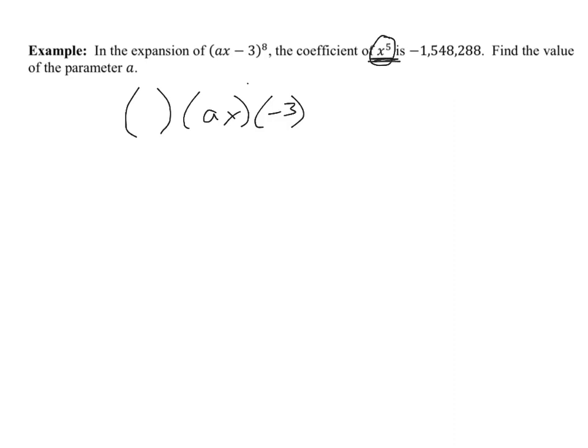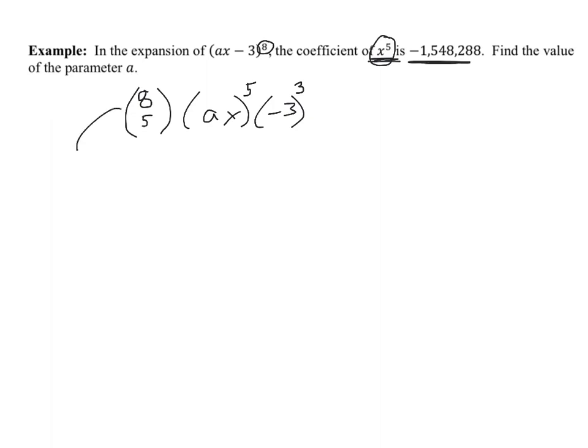Hopefully it's pretty clear. This is going to need to be a 5th power. That means this has to be a 3rd power, so they can combine to give me that 8. And then the combinatorial coefficient has to be 8, 5. At this point, it's just a matter of solving these pieces and then setting it equal to this coefficient that we know about.